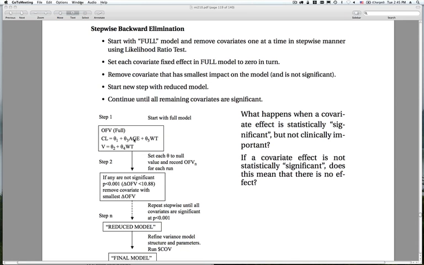And so you do this one at a time. So it's still univariate deletion now, and do this until you've identified the covariate that has the least impact, the smallest impact on the objective function, and is not significant. And you remove that effect. Then that's your next step, reduced model. You do that again for the next round. Univariate deletion, remove the one that has the smallest impact, that is not significant, and you continue on.